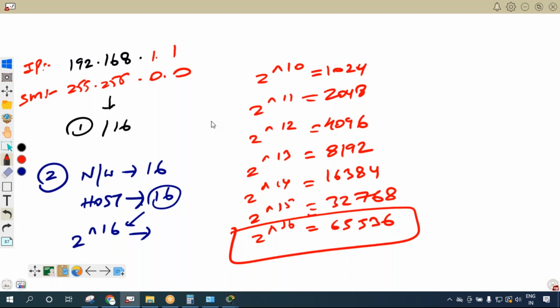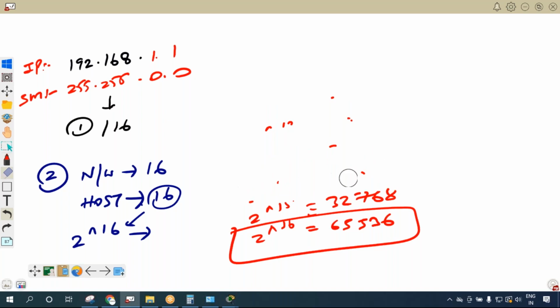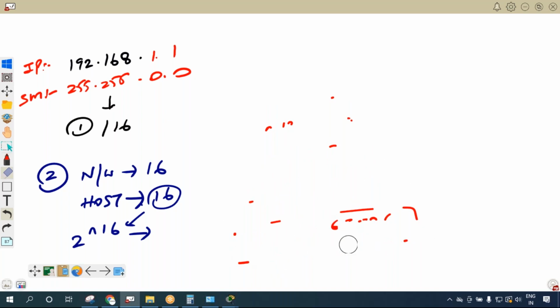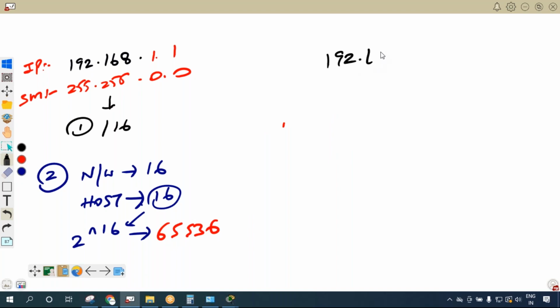Such a big subnet we don't use in production because of the broadcast issue. But 65,536 IP addresses is something very big. So what will be the network IP address, my dear friend? To have 65,536 IP addresses, what will be the network IP?